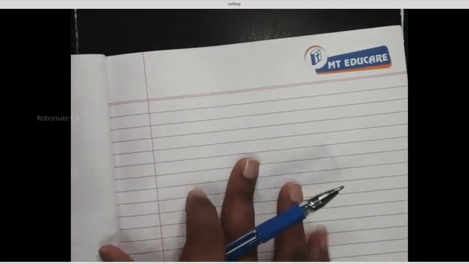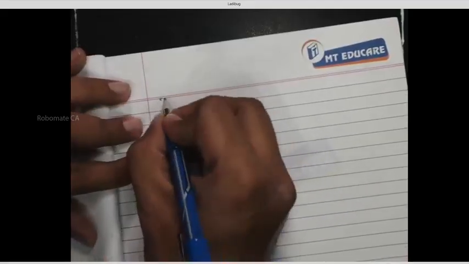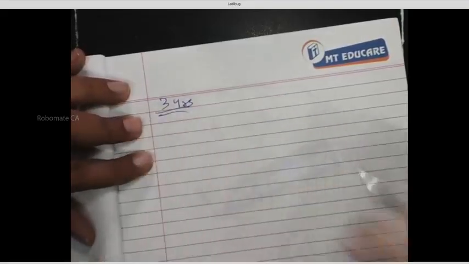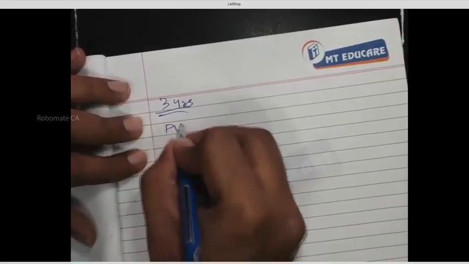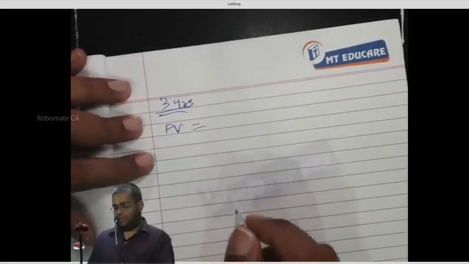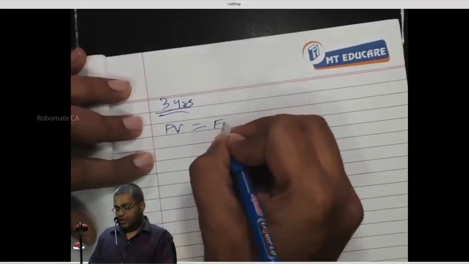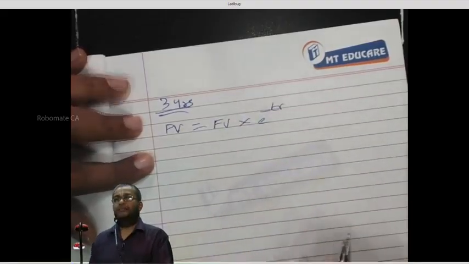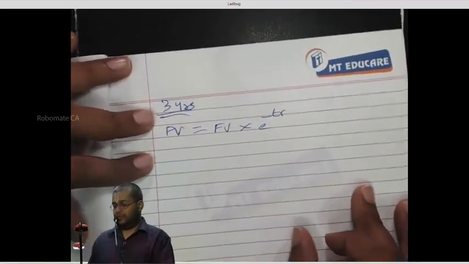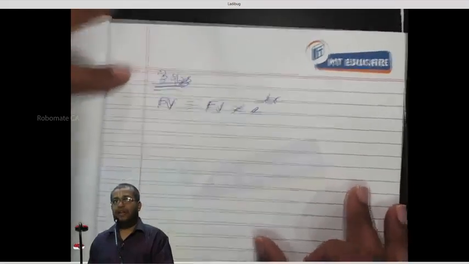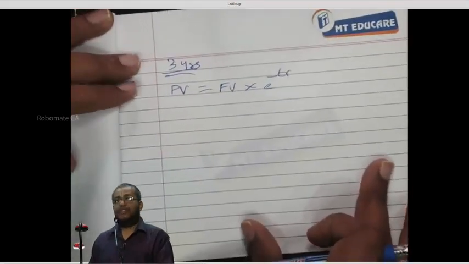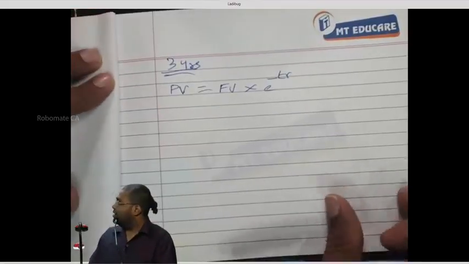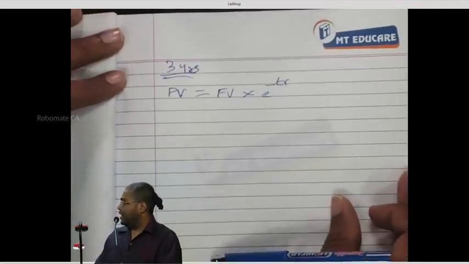So let us do it for 3 years. Please write 3 years. Present value is equal to, please write the formula: present value is equal to future value into e power minus tr. Future value into e power minus tr. Can I proceed?